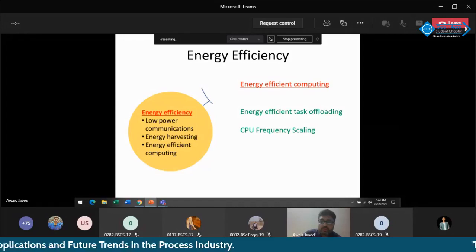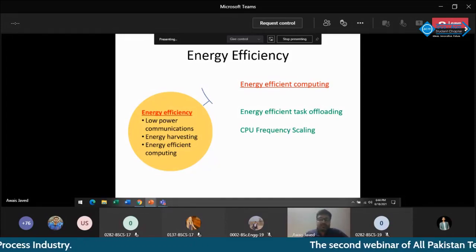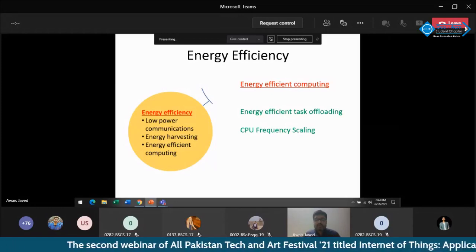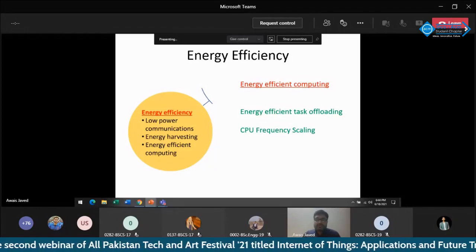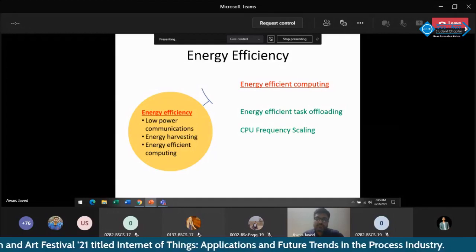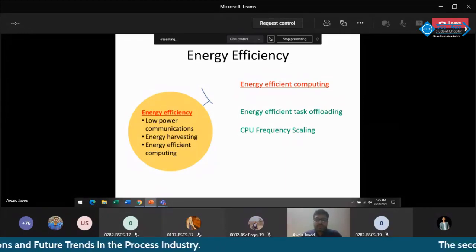The goal is which task you will offload to the computing device. And at the computing device, the big challenge is that there will be so many tasks coming. So how will you prioritize those tasks? Which task will be computed first, and so on. So all these challenges come under the umbrella of energy efficient computing.